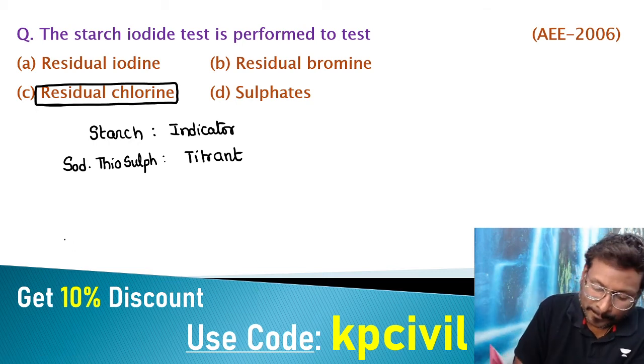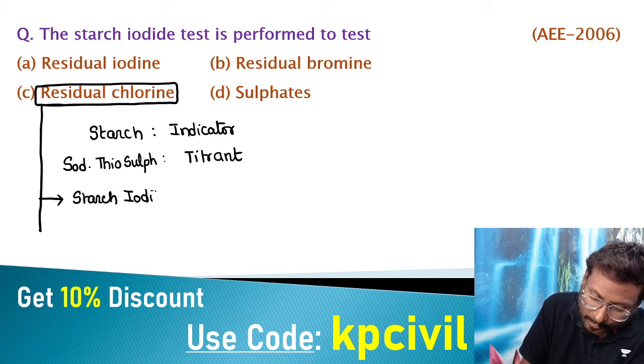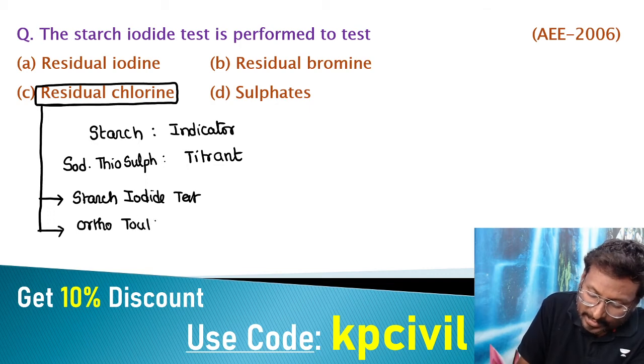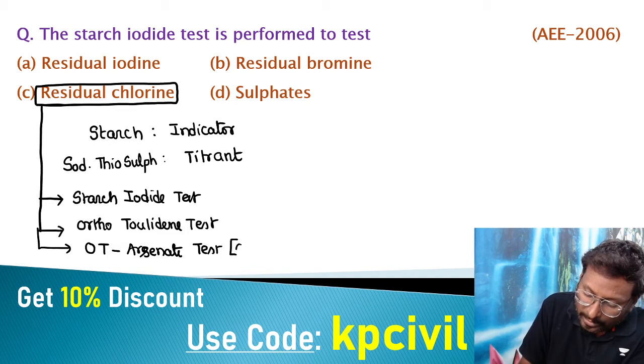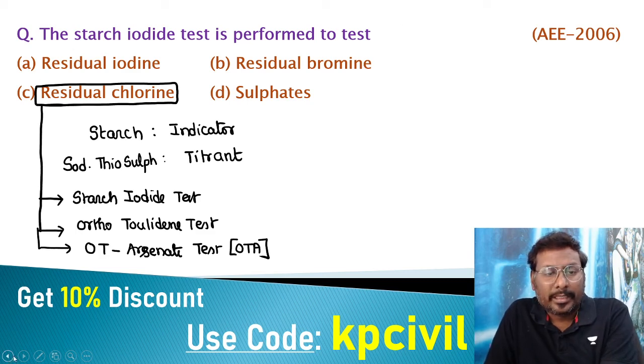So for residual chlorine we have three tests. Starch iodide test is 1, please understand. Orthotoluidine test is 2, for residual chlorine only. Then orthotoluidine arsenate, OTA. Orthotoluidine arsenate test, what we call the OTA test.